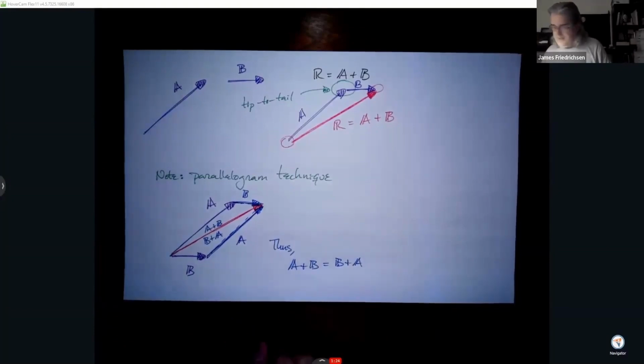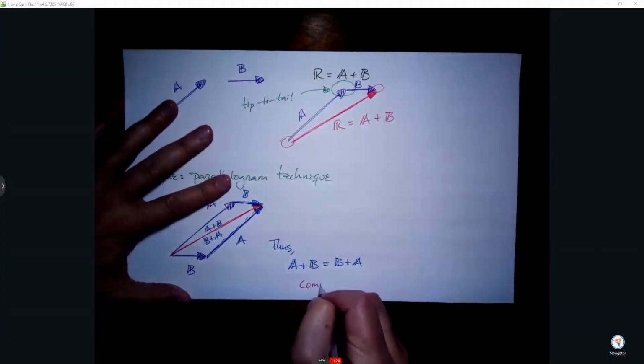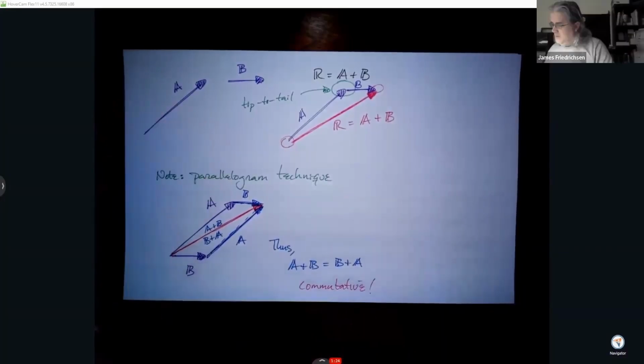And so this is one of those nice math properties. Anybody happen to know what this one's called? Commutative. Yeah, this is commutative. So what that means is that vector addition is commutative. It doesn't matter what order you add the vectors, you get the same thing. And so that's a really nice thing you get out of the parallelogram technique.